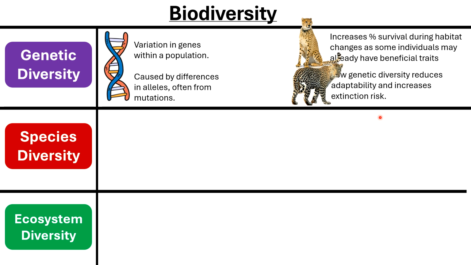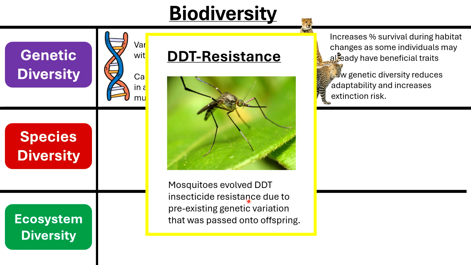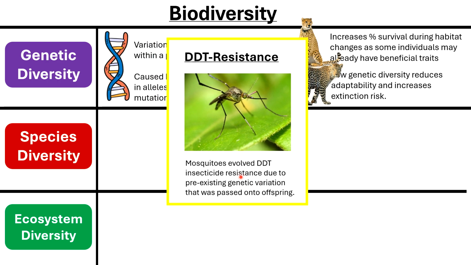An example of great genetic diversity that led to survival is the DDT insecticide mosquito, which developed resistance to this insecticide because some individuals in the species already had resistance to this insecticide, and hence they survived and passed on those traits onto offspring. So this is another example of natural selection.